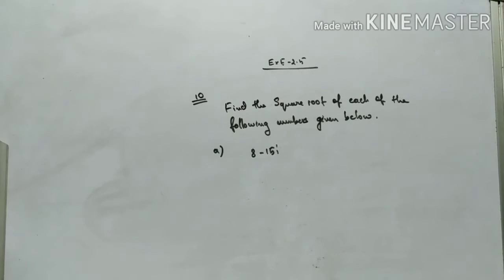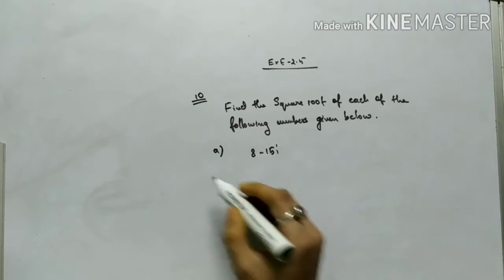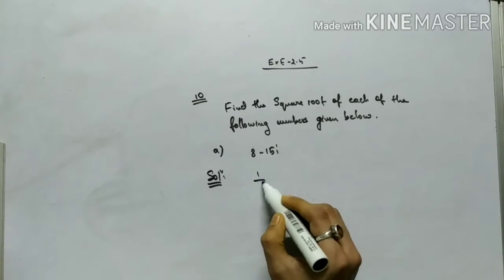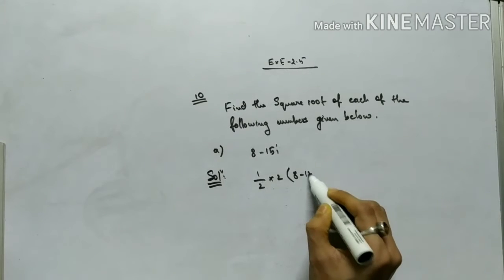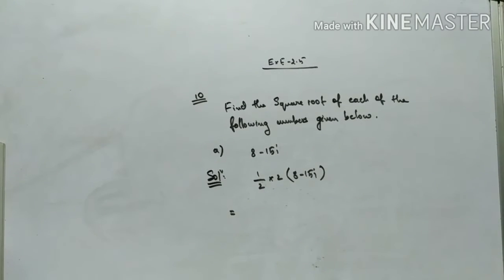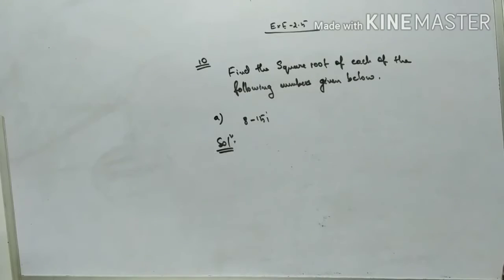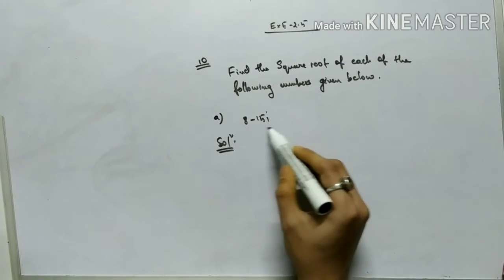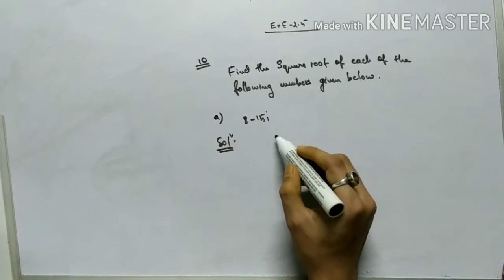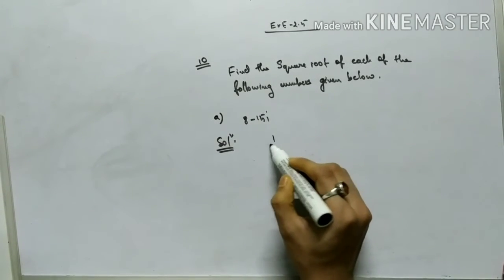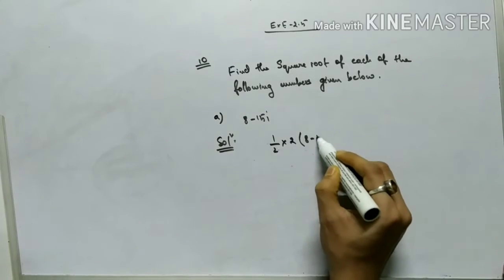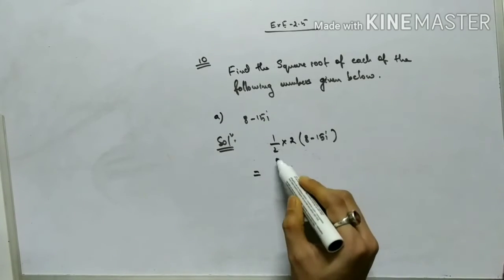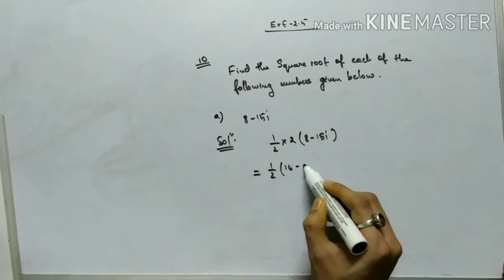Okay. So in here you see, solution. This one I can write as 1 by 2 into 2, 8 minus 15i. So find the square root of the following numbers given below. First is 8 minus 15i. This one I can write as 1 by 2 into 2, 8 minus 15i. Okay, so this is equal to 1 by 2, 16 minus 30i.